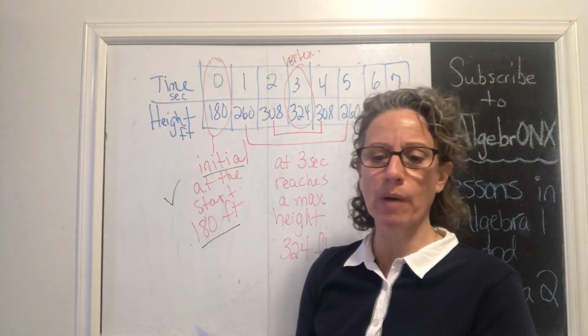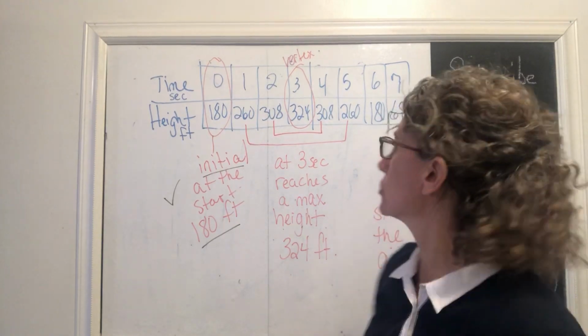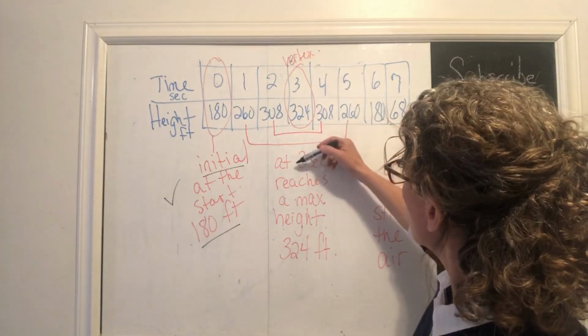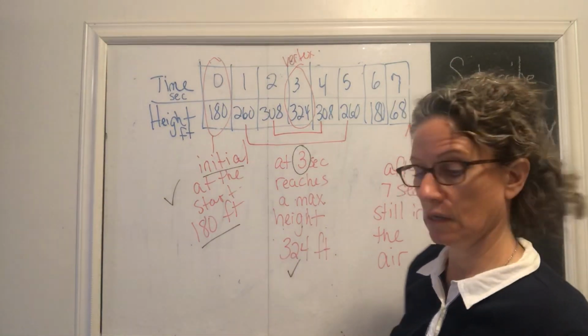The maximum height of the rocket occurred after 3 seconds. 3 seconds after the launch. Max height would be, oh yeah, at 3 seconds. So that's true as well.